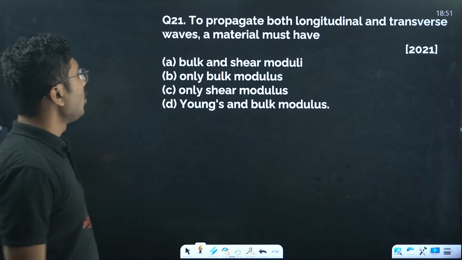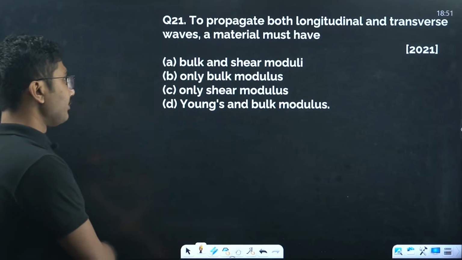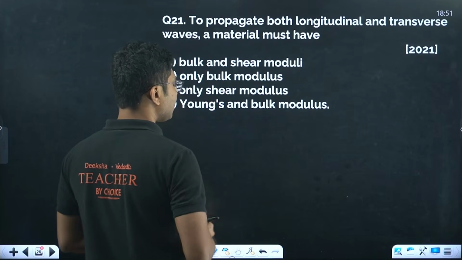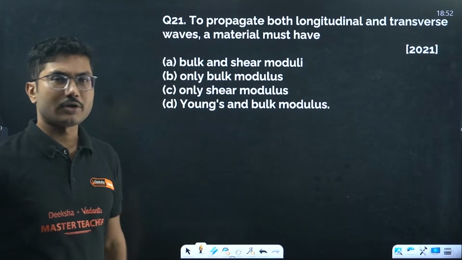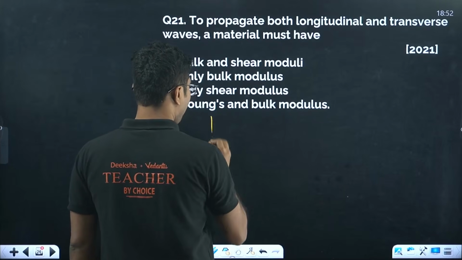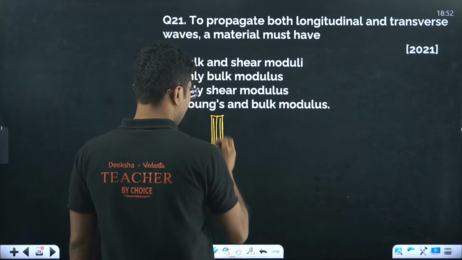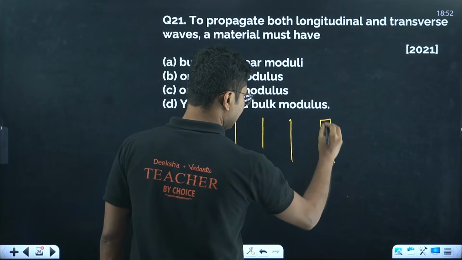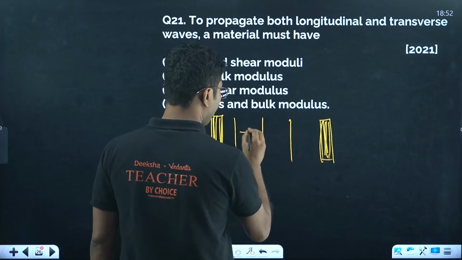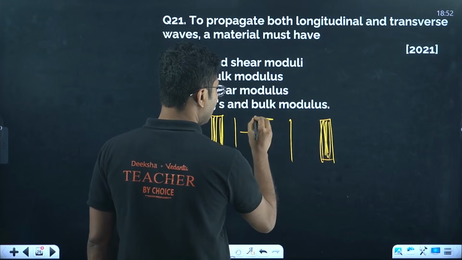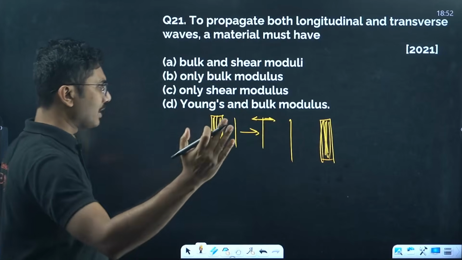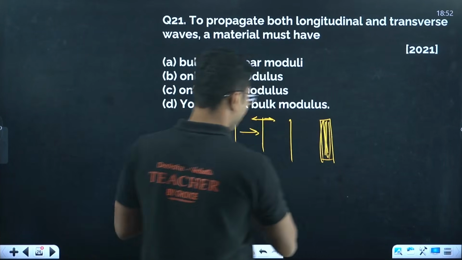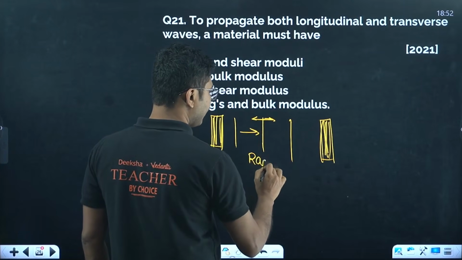Now, next question. To propagate both longitudinal and transverse waves, a material must have. Longitudinal means compression and rarefaction of gases. Gas molecules compress, and rarefaction means gas molecules expand. In a longitudinal wave, the wave propagates like this and the particles also vibrate like this. At some points they come closer, giving a compressed region, and sometimes they go further apart, giving you rarefaction.